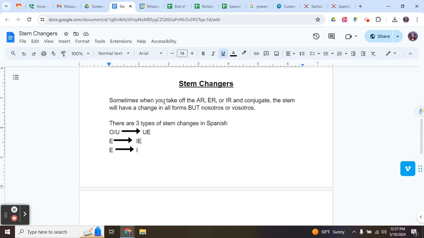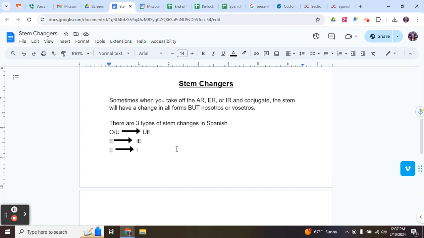So sometimes when you take off the AR, ER, or IR to conjugate, the stem will have a change in all of its forms except for the nosotros and vosotros forms. So let's see what that means. There's only three types of ways they can change. If the infinitive started off with an O in it, that O might change to UE. If it started off with an E, it might change to IE. And if it started off with an E in there, it might change to an I.